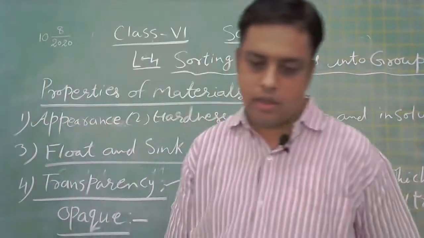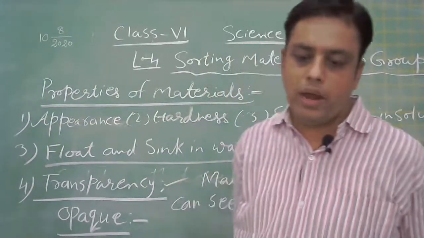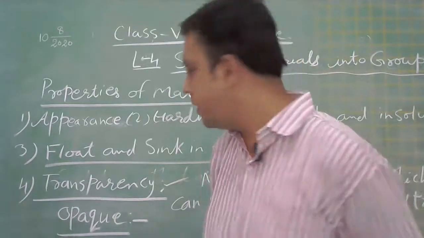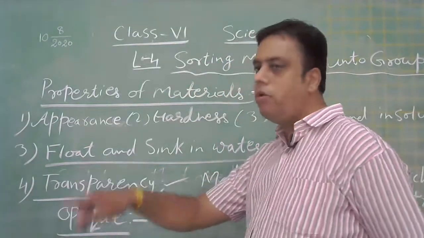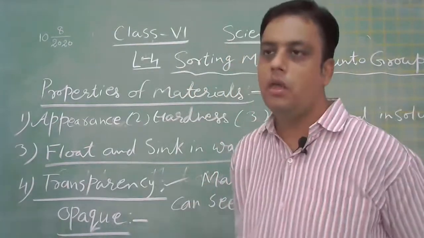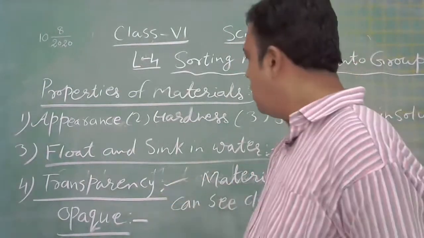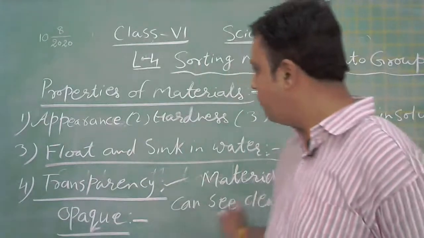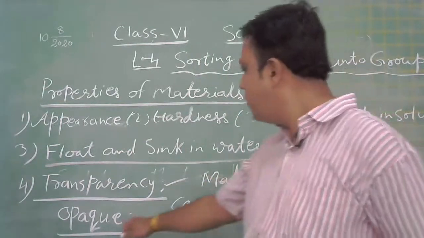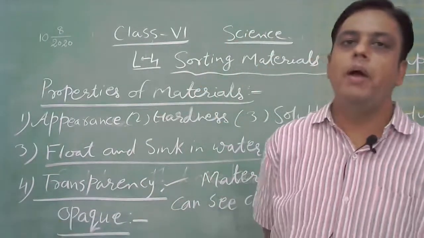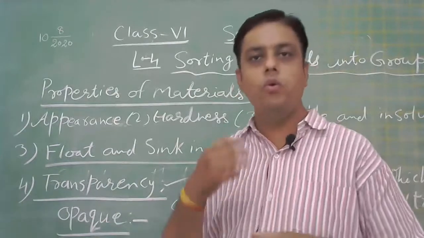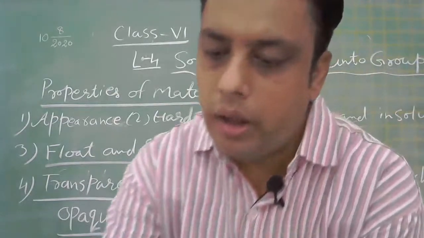Opaque. A material through which you cannot see is called opaque material. It is just the opposite of transparent or transparency. So materials or things from which you cannot see are called opaque.